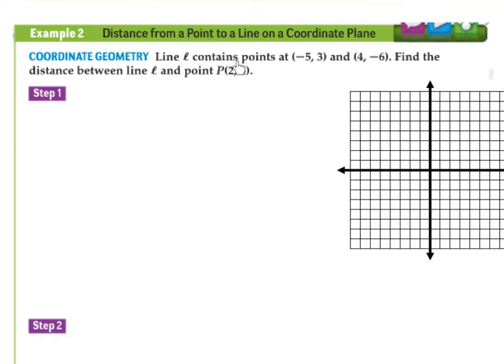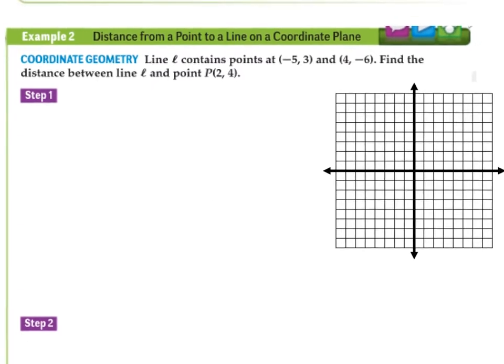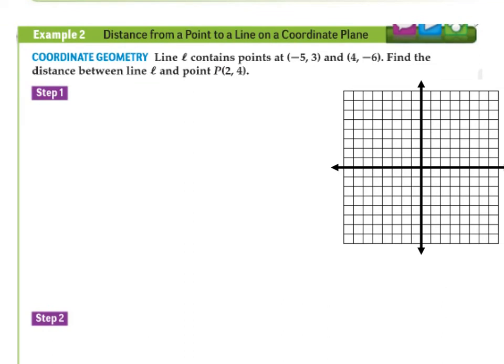A line L. Okay, line L contains the points (-5, 3) and (4, -6). We want to find the distance between line L and point P. Think of the picture that we just had. We needed to find the shortest distance from a point to an already established line. So the first thing we want to do is figure out what line L looks like. So we're going to go ahead and graph that.